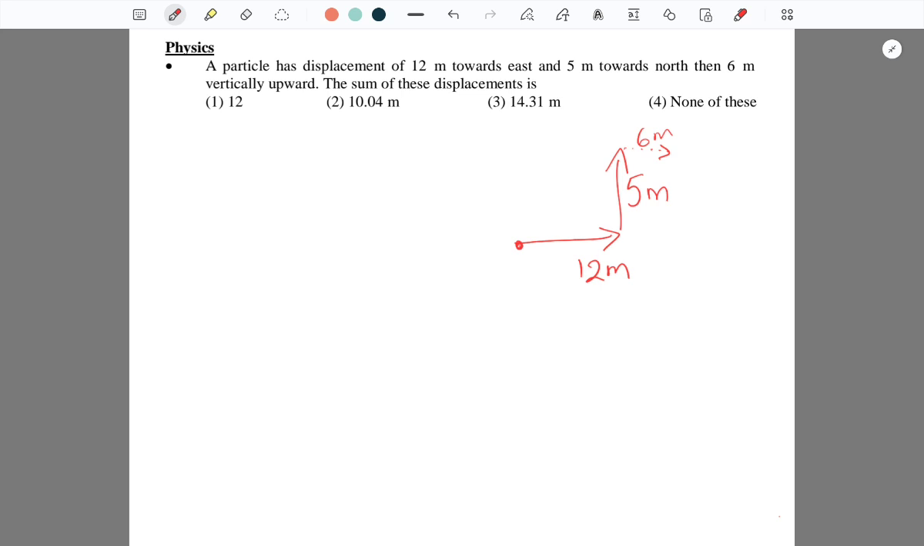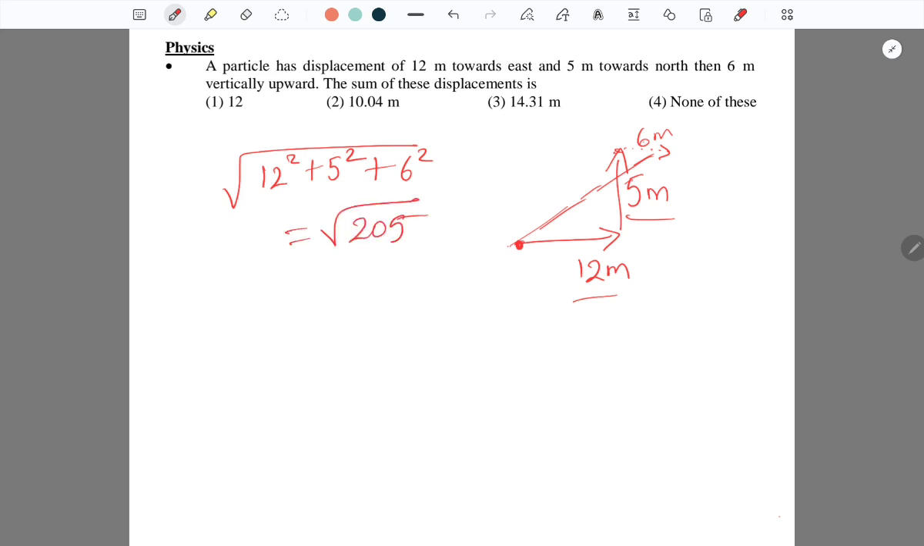We need to find the sum of these displacements from the starting point to the new point, and this cannot be done directly. How can we do this? Either you take root of 12 square plus 5 square, which will give you the displacement from the first to the second position, and then combine that resultant with the third one, or you can directly add all the squares, 12 square plus 5 square plus 6 square. This will give you the answer of root of 205, which is close to 14.31. So this is your answer for the question.